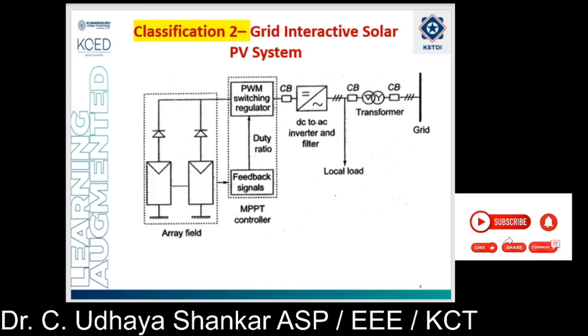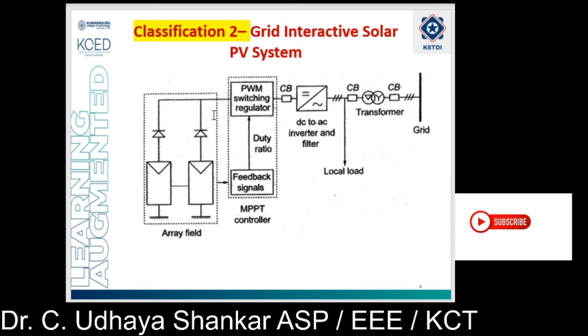So now we will move on with the grid interactive solar PV system. You can see that this concept can be implemented only in urban areas or where the grid connectivity is available. So this cannot be used in remote areas or in extreme villages, or in forest or mountain regions where the grid is not available. So always this system can be implemented only where the grid is available. Power grid should be available.